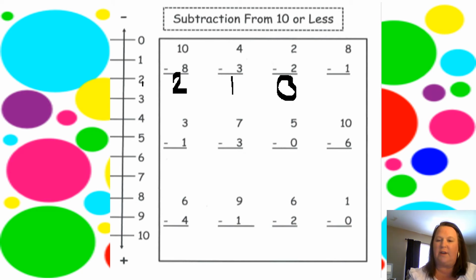Okay, so we have 8 minus 1. I have 8. We're going to count up 1. We're going to go back, take away 1, and we have 7. 8 minus 1 is 7.